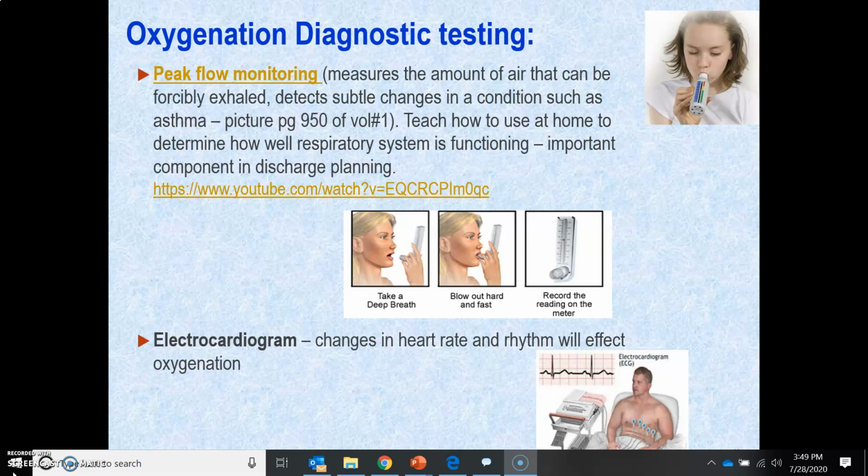Electrocardiogram or ECG. Old people like me will call it an EKG. It's the same thing. We're just old and don't want to change. It detects changes in the heart rate and rhythm and how that affects oxygenation and perfusion. So we all know what EKGs are for. They're to look at the heart rhythm and rate, and they can tell us lots of interesting things. But they can't tell changes unless we have an old one to compare to.